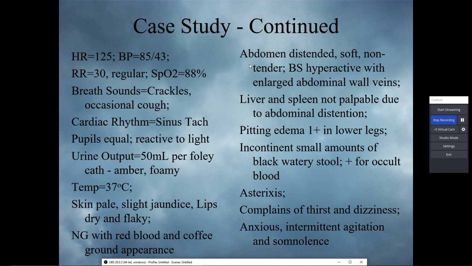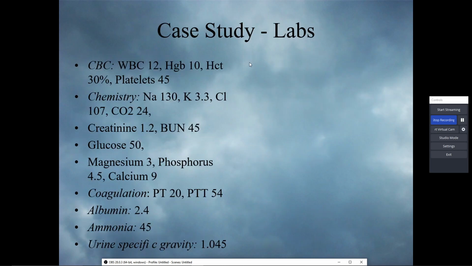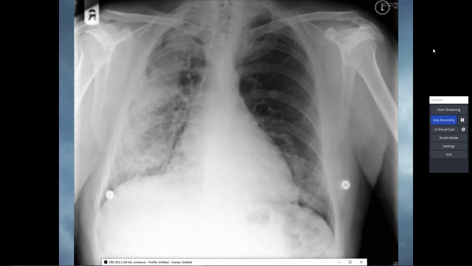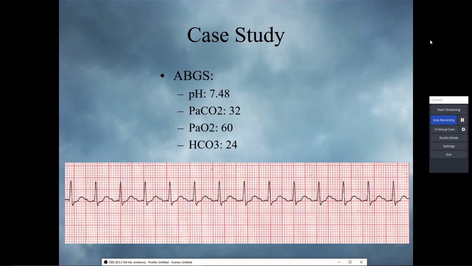So we have a lot of questions. I'm not going to go over this case study. You're more than welcome to slow it down and go through it. Not going to do that right now. We're going to keep going.